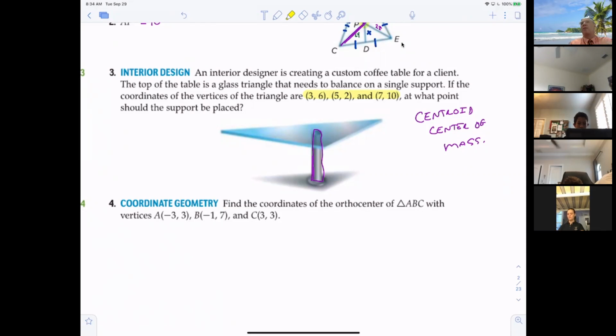All right, I'm going to show you how to find the centroid. And then I'm going to show you an easy way to find the centroid, and then you're going to be mad at me because I should have just showed you the easy way first. But of course, we don't want to do that.